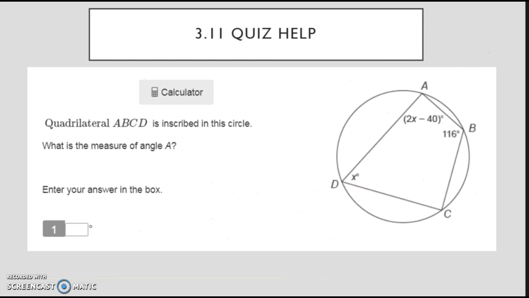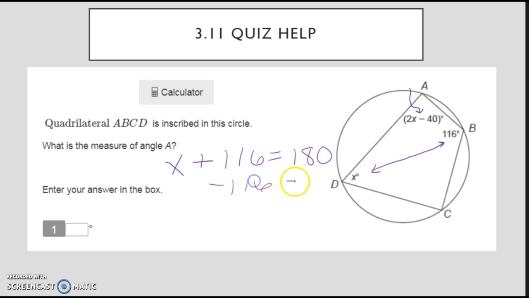Next, we have one where we want to know the measure of angle A again here, but this time, in order to find that, we're going to have to use actually the other pair of angles to solve for x first. Look at these two angles, B and D. They have to add up to 180, so that x plus 116 has to equal 180. Remember, opposite angles in an inscribed quadrilateral always add up to 180.